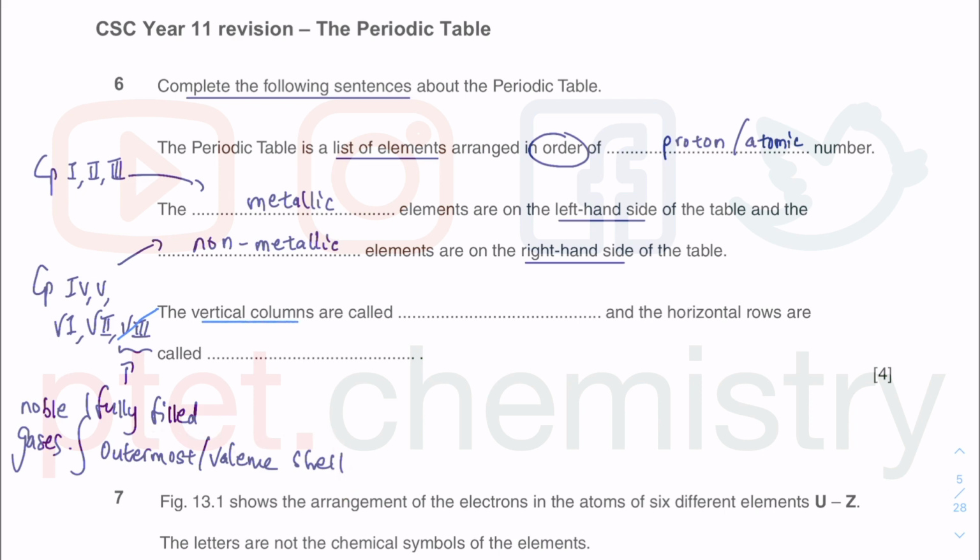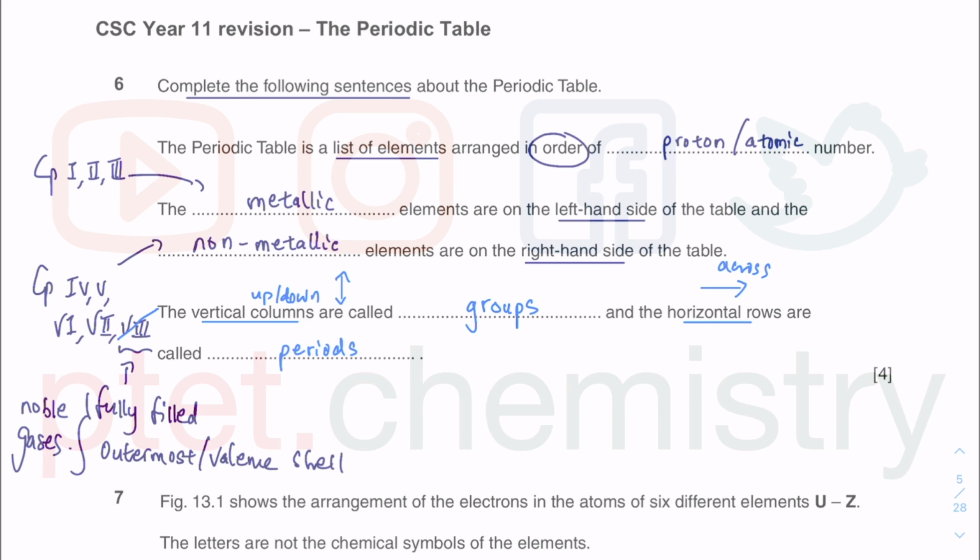Vertical columns, so going up and down. Vertical is going up and down, and horizontal is going across. Up and down refers to vertical, and those are what you call groups, and the horizontal rows are what you call periods. So the first row of the periodic table we'll call period 1. The second row from lithium to neon will be called period 2. From sodium to argon, there's your third row, called period 3.